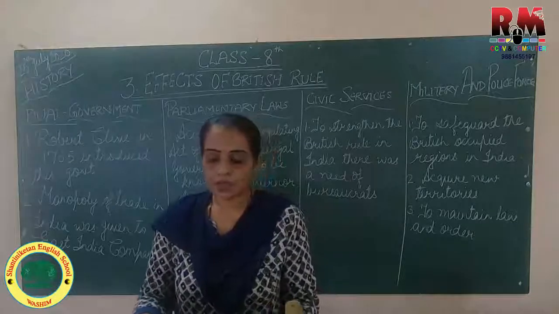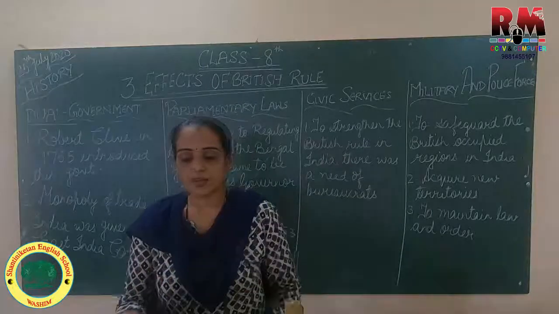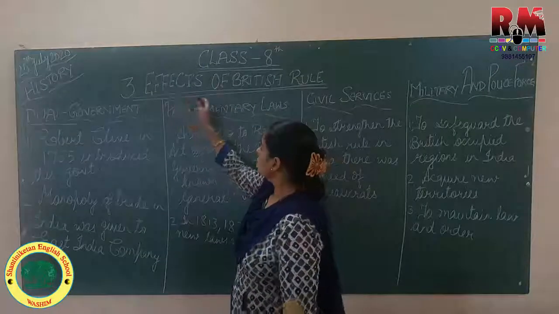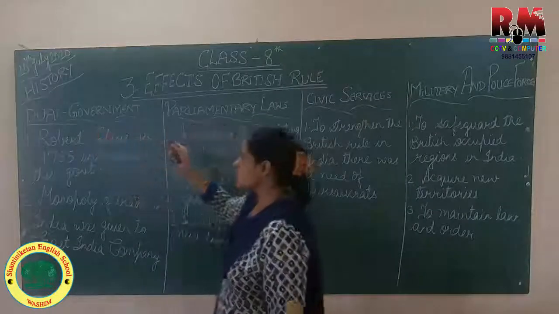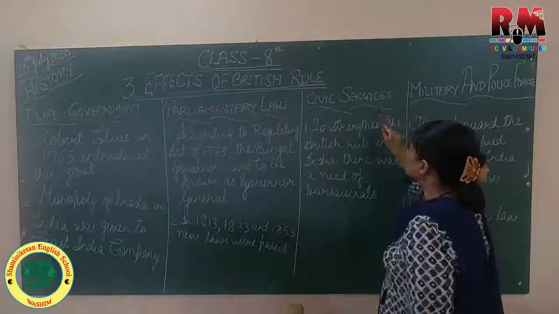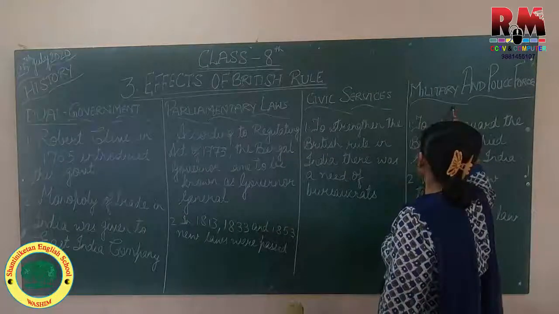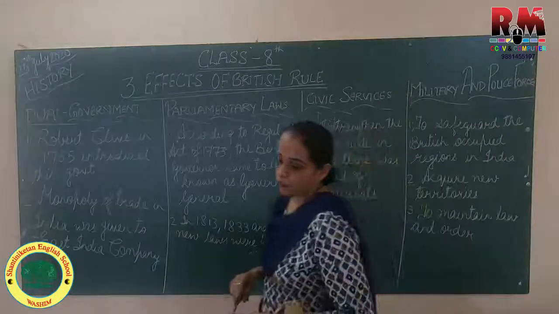Good morning, students. Again we'll start with our third chapter, which is effects of British rule. Today we'll study about dual government, parliamentary laws, civil services and military and police force.